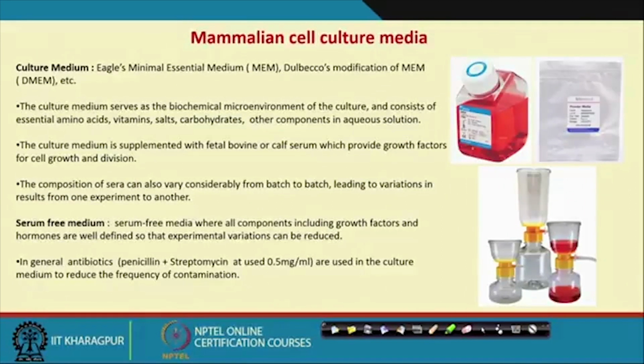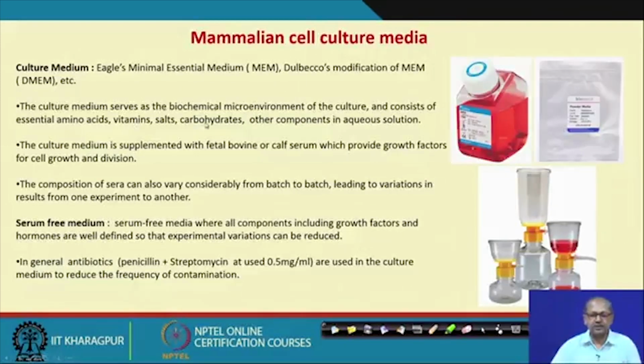What are the cell culture media? Generally we use DMEM, Dulbecco's modified Eagle's minimal essential medium. It contains both micro and macronutrients. That media serves as the biochemical microenvironment of the culture and consists of essential amino acids, vitamins, salts, carbohydrates and other components in aqueous solution.